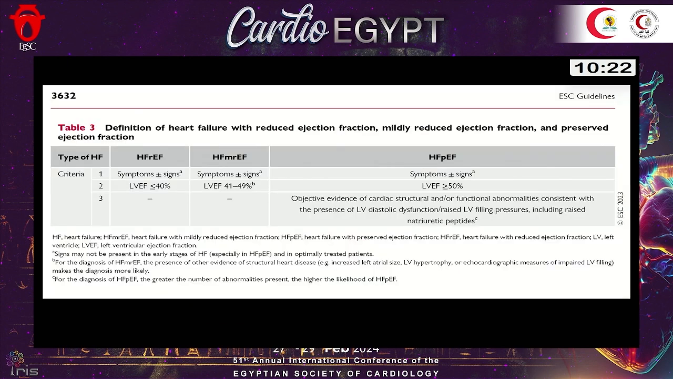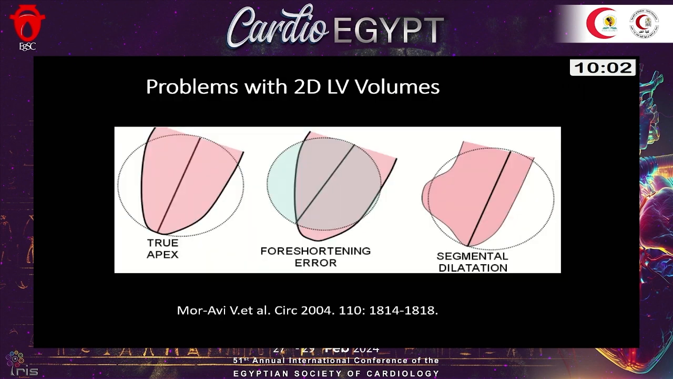Although ejection fraction is not the only thing assessing the systolic function, still it is the cornerstone for dividing patients, classifying patients for HFrEF, HFmrEF, or HFpEF. It is still the ejection fraction, although we know that there is strain, speckle tracking, but still ejection fraction is the benchmark for dividing those patients.